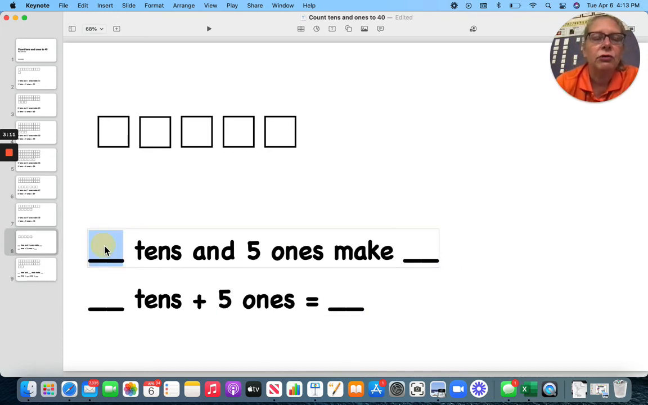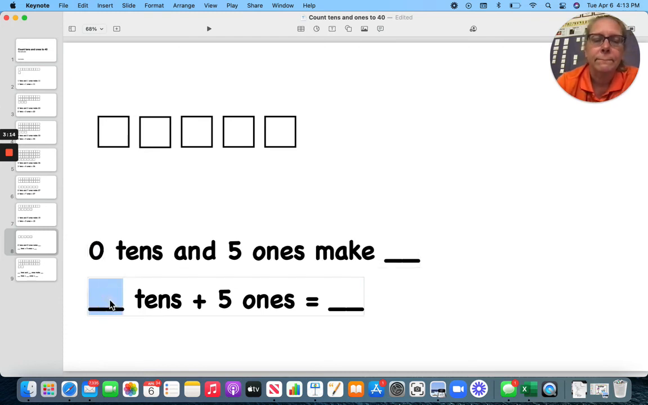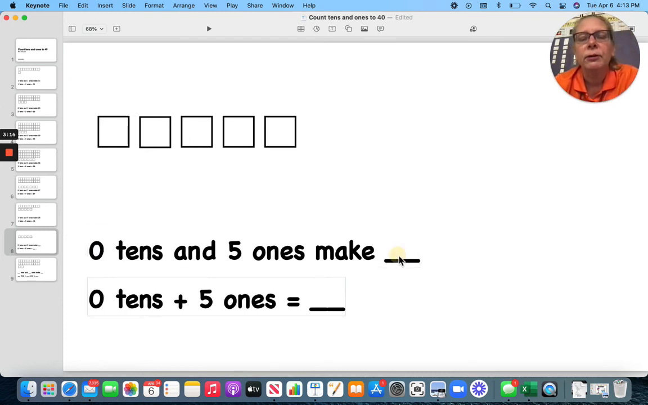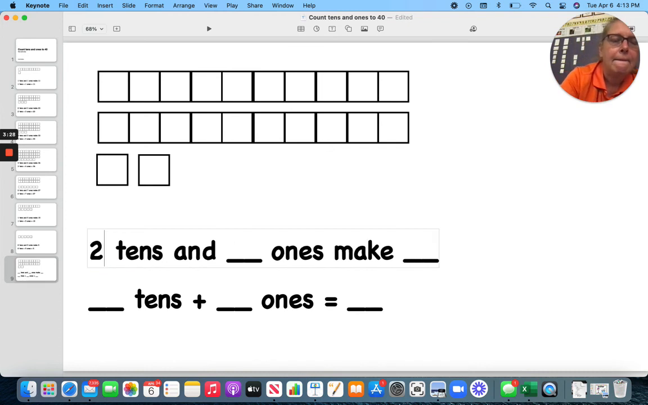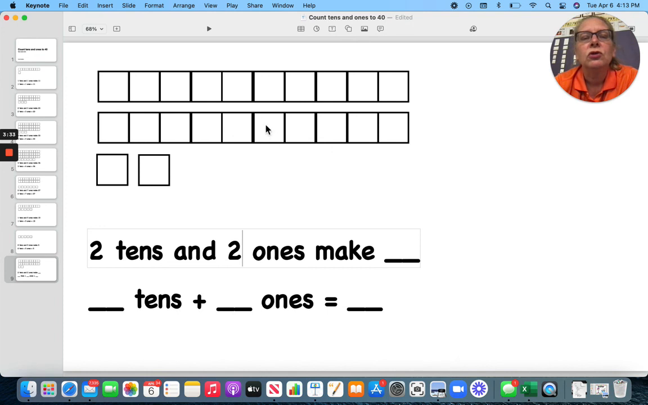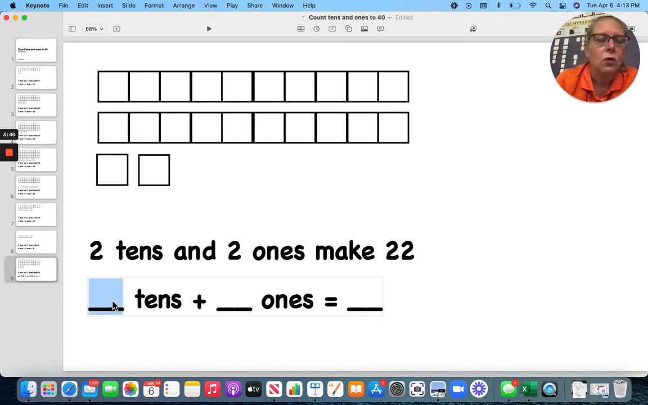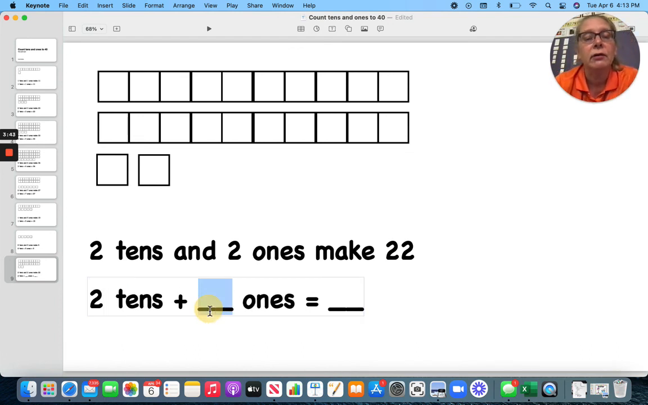Here I have 1, 2, 3, 4, 5 ones. But I have 0 tens. 0 tens plus 5 ones makes 5, or 0 tens plus 5 ones equals 5. And one more. I have 1, 2 tens, and 2 ones: 10, 20, 21, 22. So 2 tens and 2 ones make 22, or 2 tens plus 2 ones equals 22.